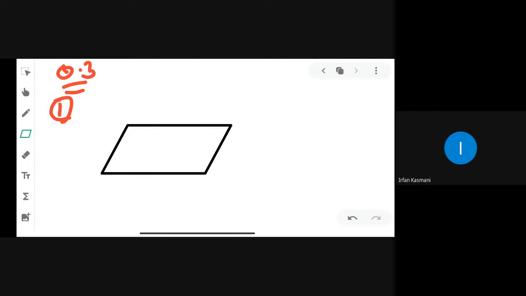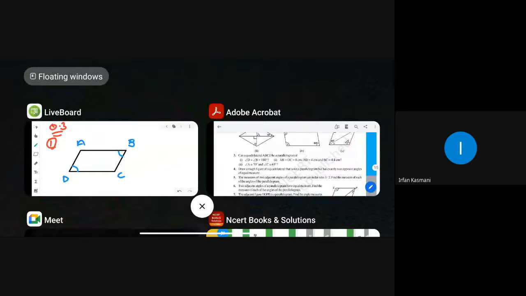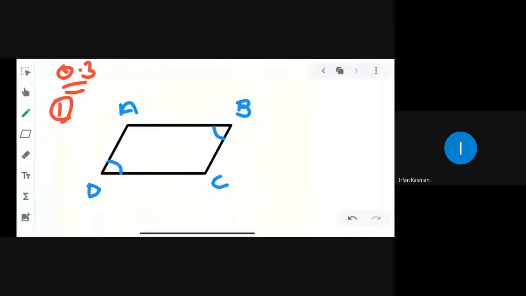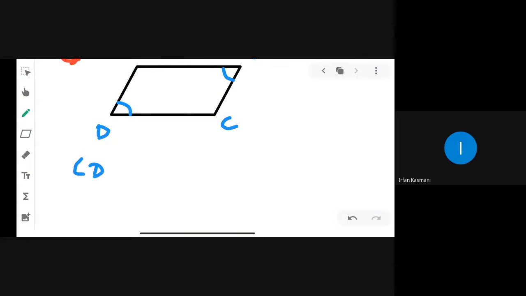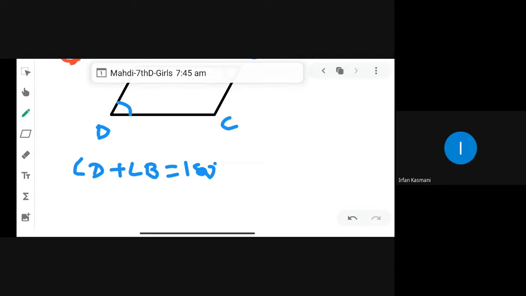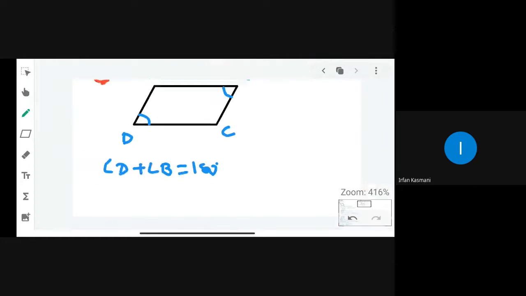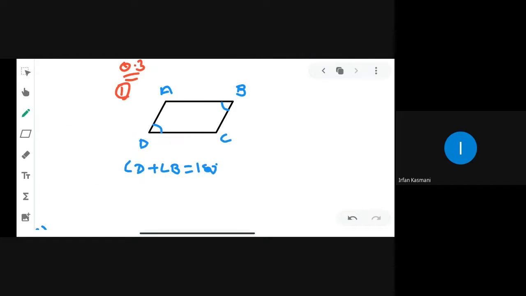For example, consider quadrilateral ABCD in which it is given that angle B plus angle D is equal to 180 degrees. This is the first condition. On the basis of this condition, can you say that quadrilateral ABCD is a parallelogram? No, you cannot say that.